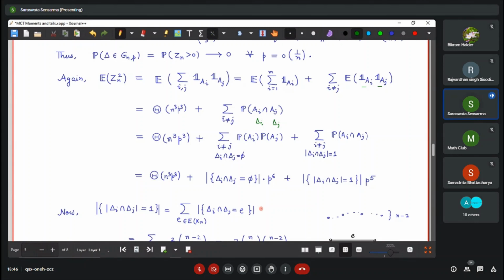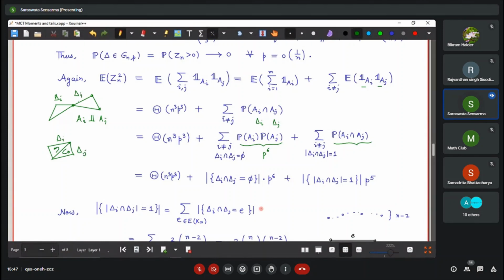Note that it doesn't matter what i and j are. If delta i and delta j have no intersection, these values are the same, and this value is p to the 6. Even if the triangles share a vertex, the other edges are still independently included or not included. So if this is delta i and delta j, A_i is independent of it. Where it's not independent is a situation like this. This is one triangle and this is the other triangle.